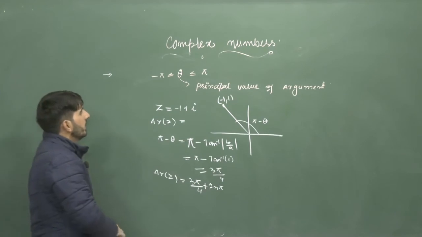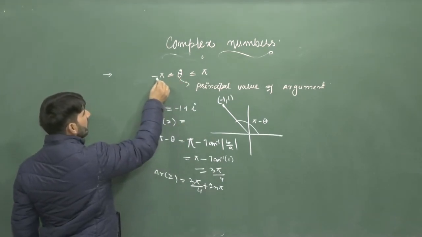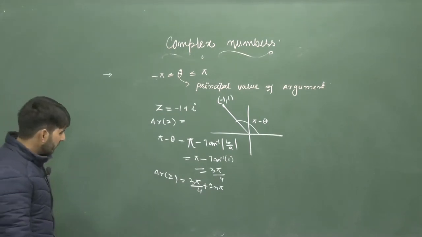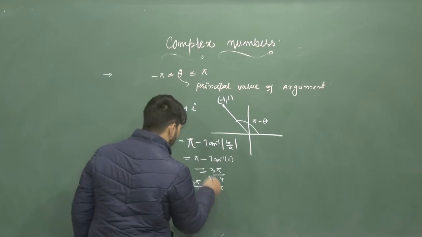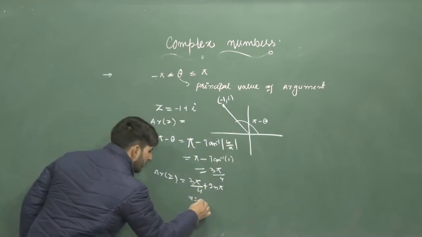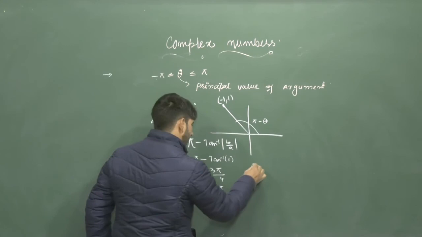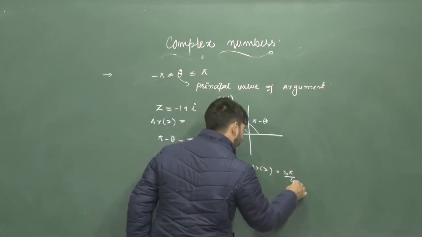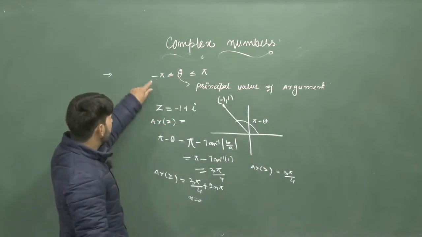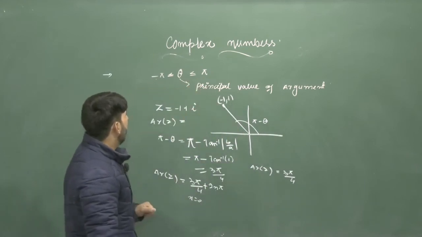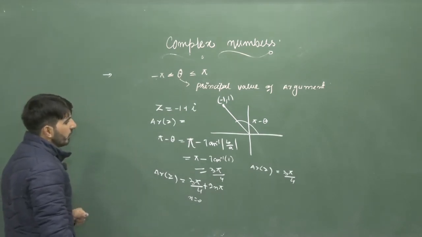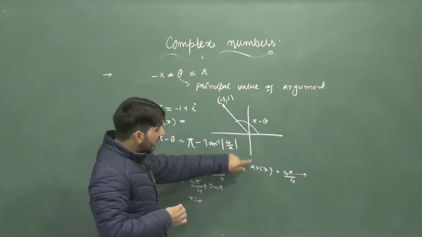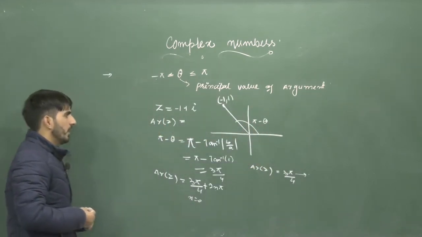But if the value of θ lies between -π and π, then this is known as the principal value of the argument. So putting n equal to 0 here, the argument of z will be 3π/4. And this 3π/4 lies between -π and π. Therefore, we can say this is the principal value of the argument. This is the argument as well as the principal argument of the complex number.